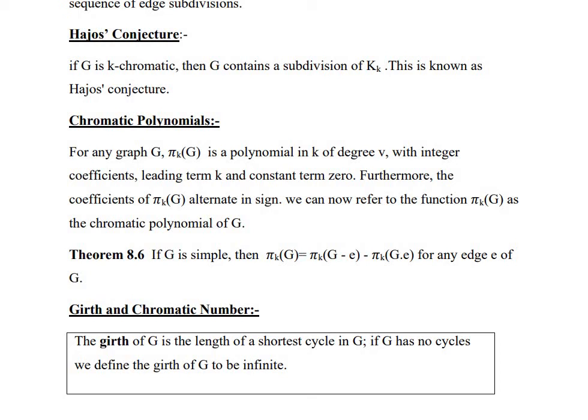Now, a theorem which states that if G is simple, then pi_k(G) is equal to pi_k(G minus e) minus pi_k(G contract e) for any edge e of the graph G. Next is about girth and chromatic number. The girth of a graph G is the length of a shortest cycle in the graph G. If G has no cycles, we define the girth of the graph G to be infinite.